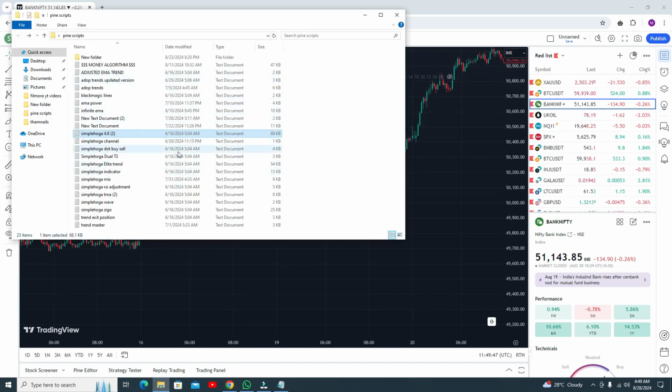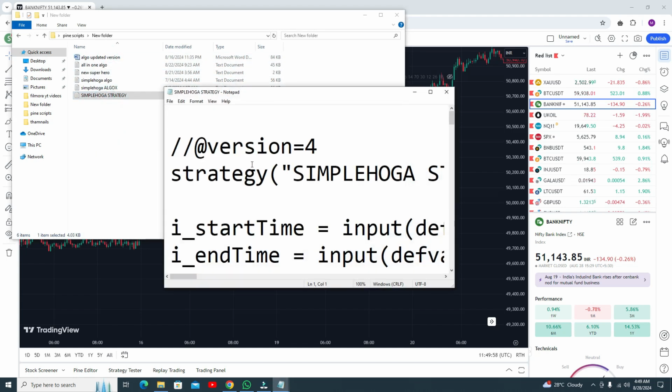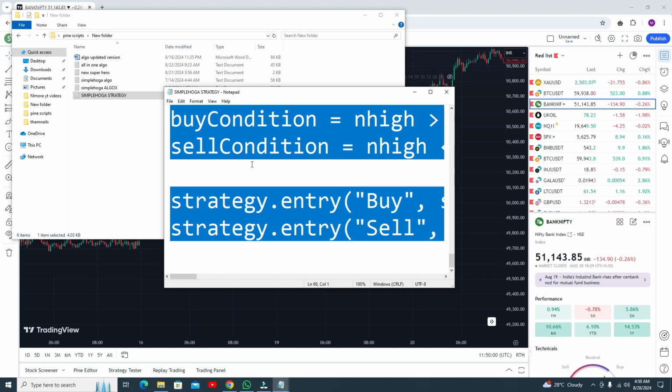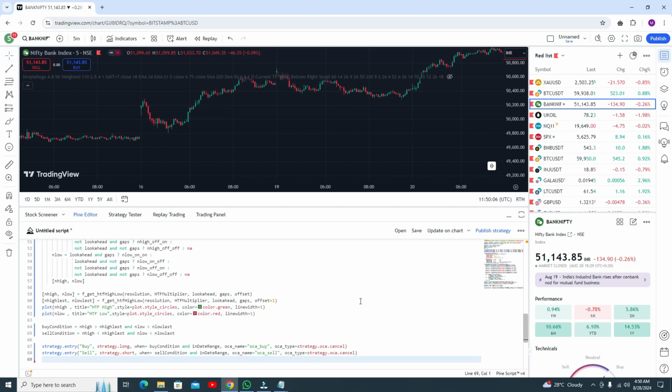Okay, the people who are buying my script, I am giving them all of my scripts. Okay, and I have to show you the results in this one. Go to the strategy, control A, control C, copy the code, click on Pine editor, select all, remove the code, control V, paste my code, and click on add to chart.